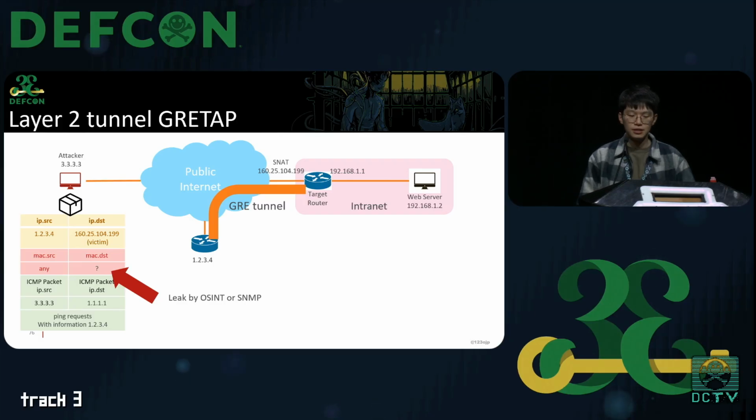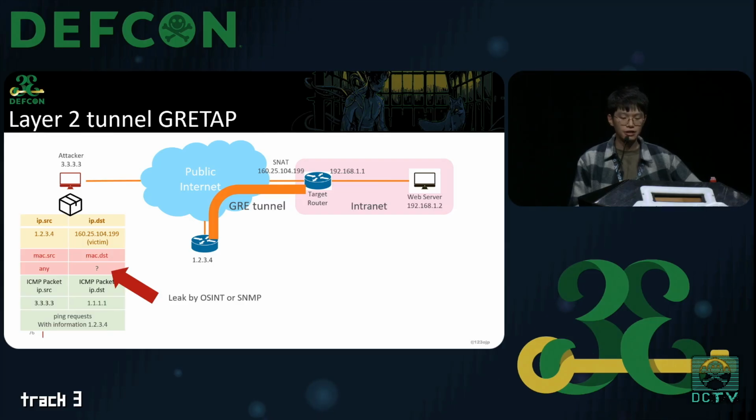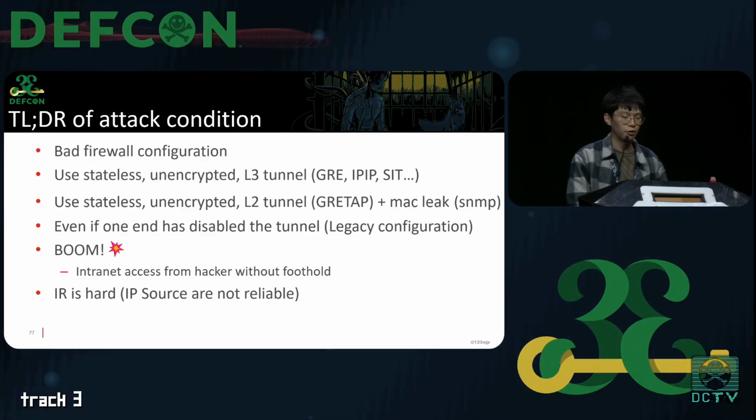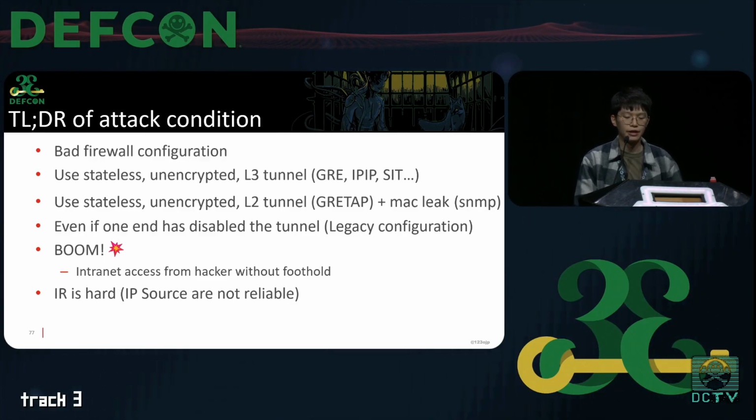Similarly, if it is a layer 2 tunnel like GRE tap, and if we can learn the victim MAC address, we can also exploit this in the same way. It is common to use the SNMP protocol to obtain this. For a short TLDR summary, when a company does not configure its firewall and uses a stateless unencrypted tunnel, even if it's a legacy configuration, an attacker can exploit this tunnel for initial access to the intranet.